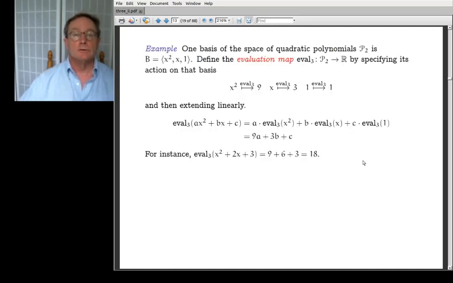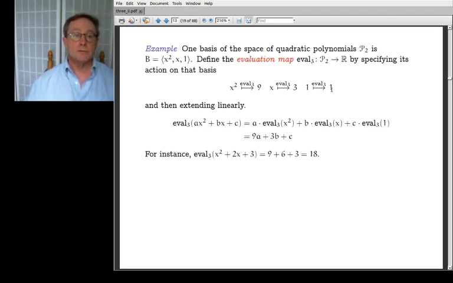Here's another example, illustrates the same thing. This theorem is extremely handy. This idea of extending linearly is extremely handy. So one basis for the space of quadratic polynomials is x squared, x, 1. In some ways, it's the most natural basis. So I'm going to define a map, eval sub 3, by specifying where it sends members of that basis. It sends x squared to 9. That's a member of R1, the one-dimensional real space. It sends x to 3, and it sends 1 to 1.